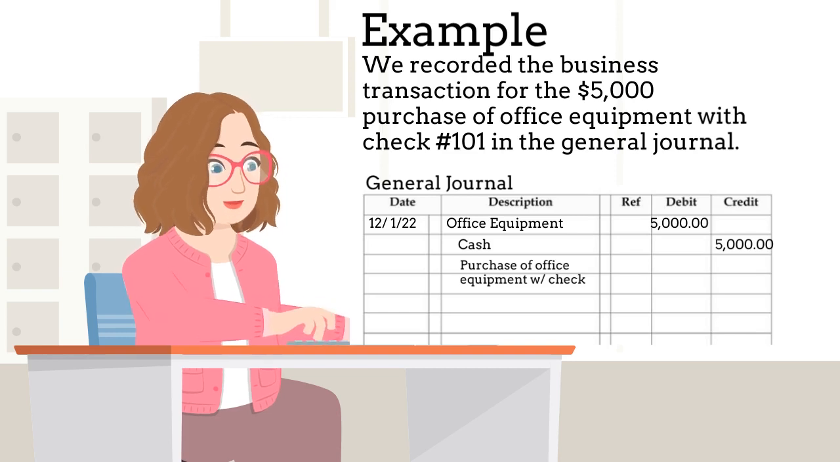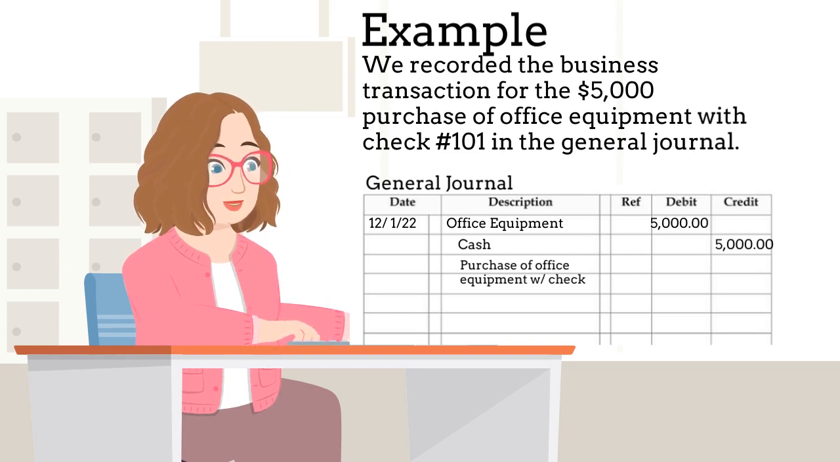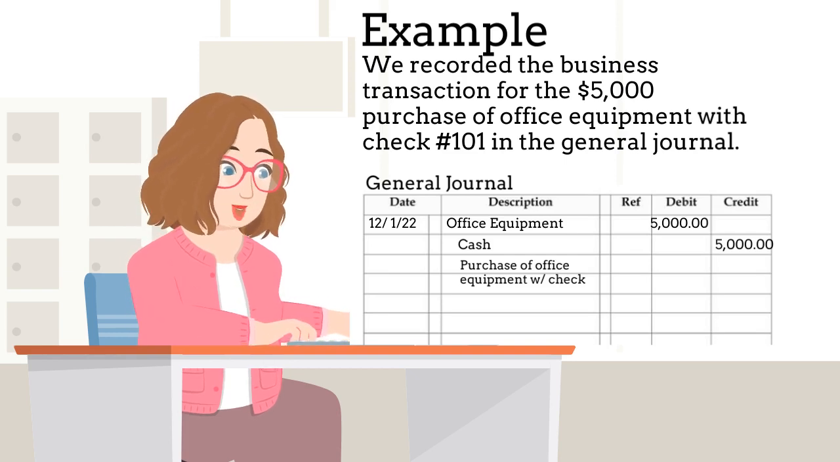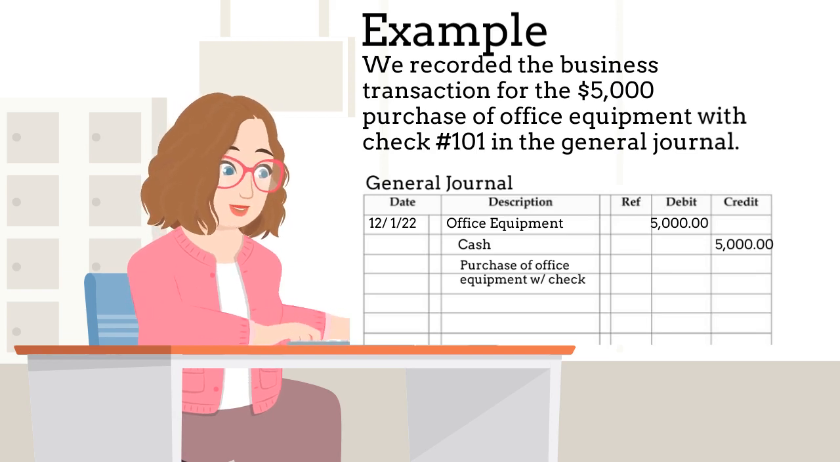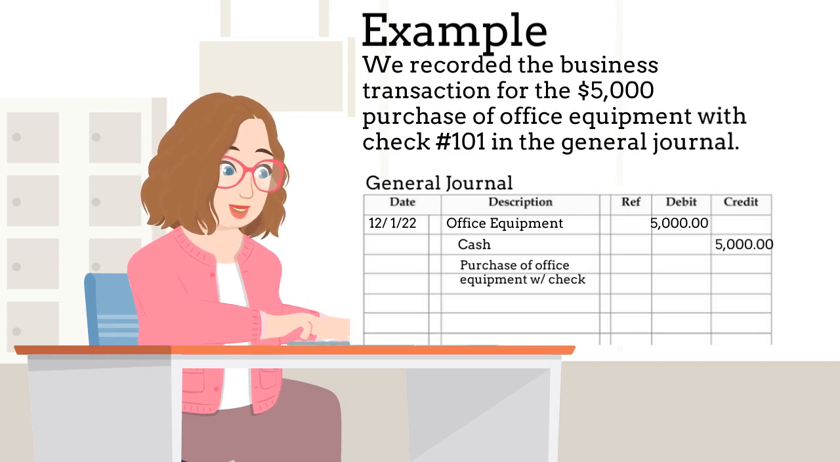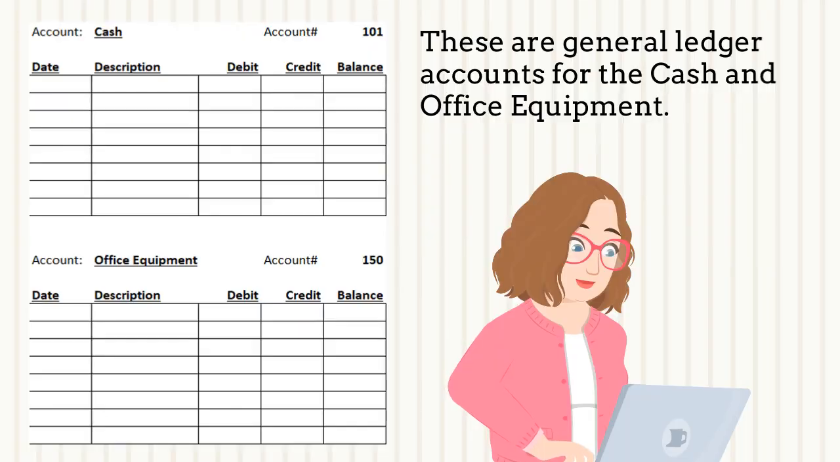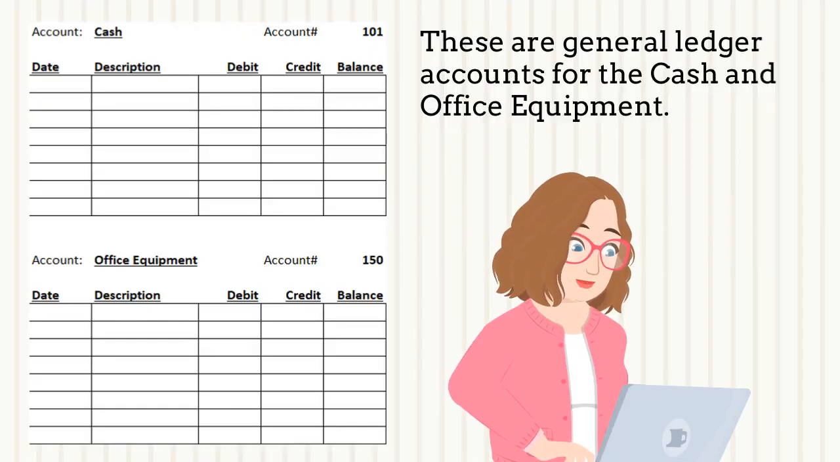For example, we recorded the business transaction for the $5,000 purchase of office equipment with check number 101 in the general journal by writing the date and the account description office equipment and the debit of $5,000 on the first line of the general journal and writing the account description cash and the credit of $5,000 on the second line, followed by a short description. These are general ledger accounts for the cash and office equipment.